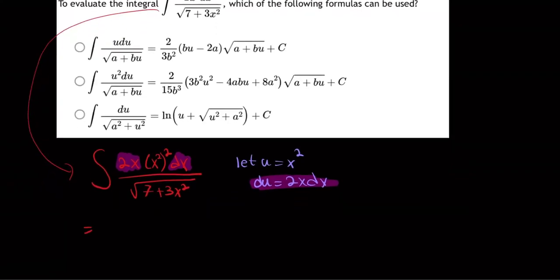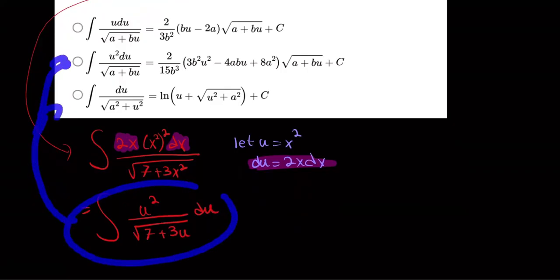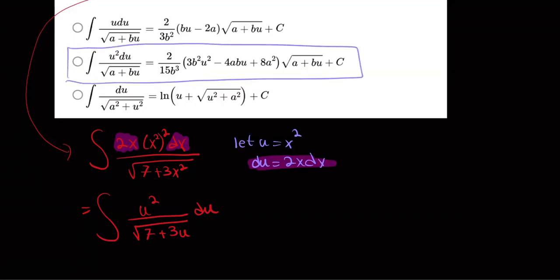So then this will become the integral of u squared over the square root of 7 plus 3u. And then you can look at this and try to compare it to one of the three formulas on the table of integrals. And we can identify just by looking through each one of those that it looks like that middle one is going to be the ticket. So for us, our a was 7 and our b was 3. When I compared each of these, I have an answer and I can just copy it down.